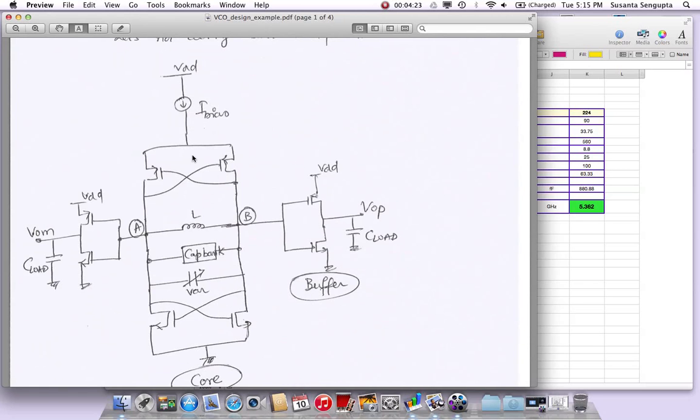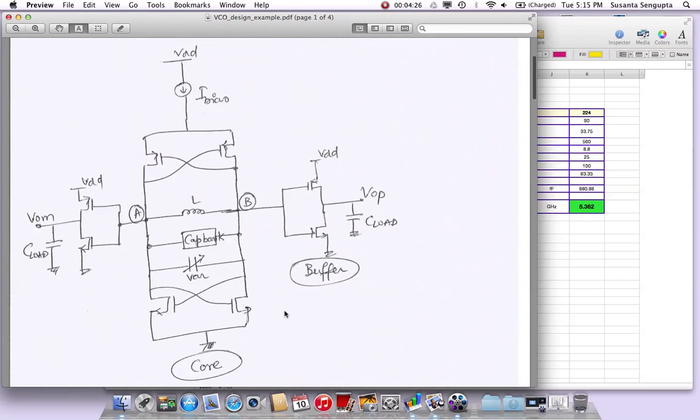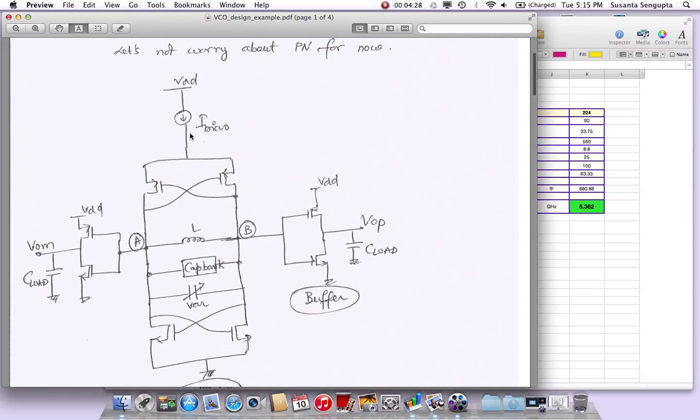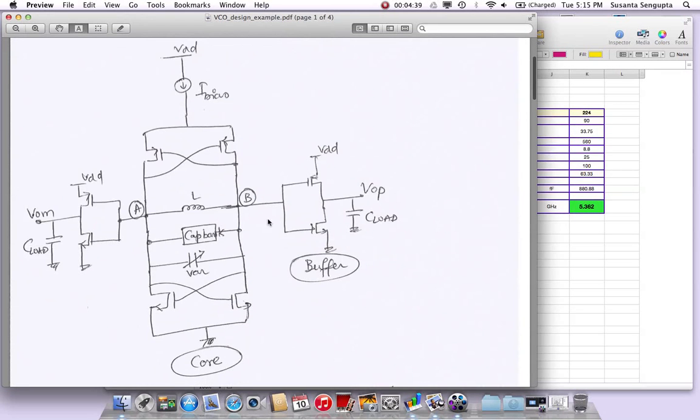Okay, so here is the topology that we have seen previously. We'll have some sort of a bias current. I'm showing it by a current source, but it could also be a PMOS current mirror here, which will be pumping some I bias into it. Then we will have this stage, which is what I'm calling a core. This is the CMOS core. It has cross-coupled NMOS devices and cross-coupled PMOS devices.